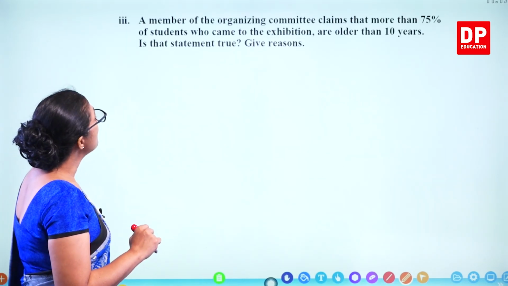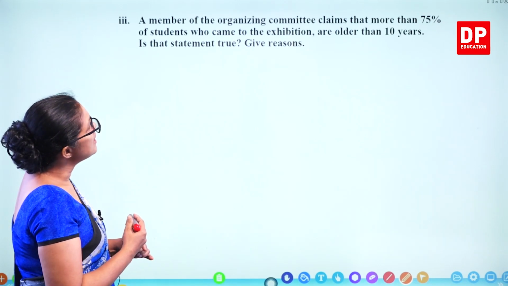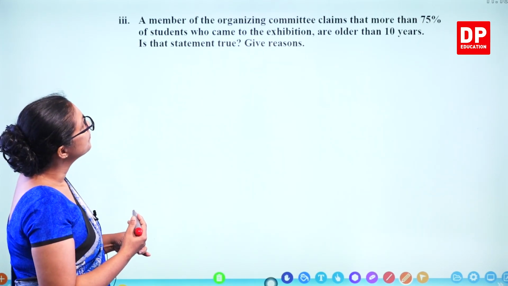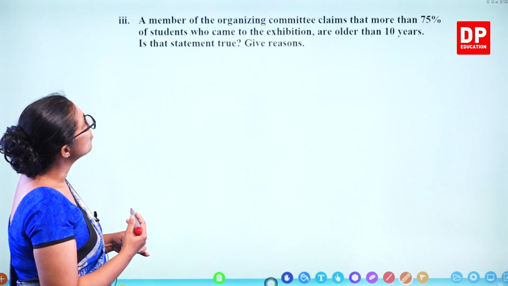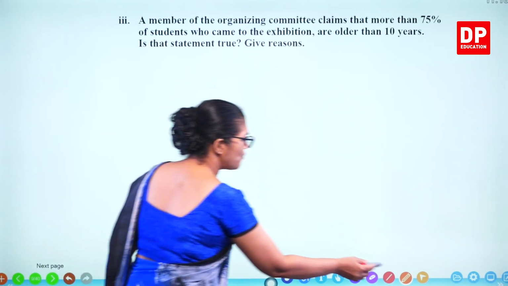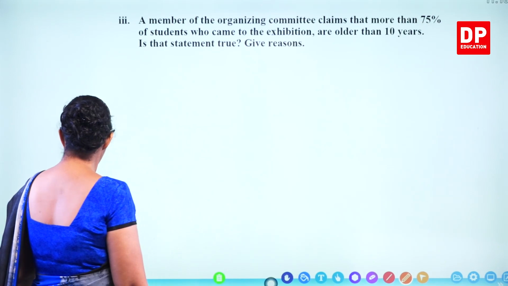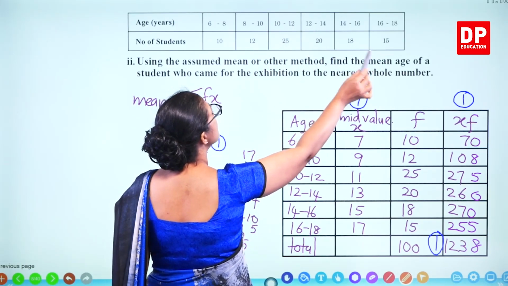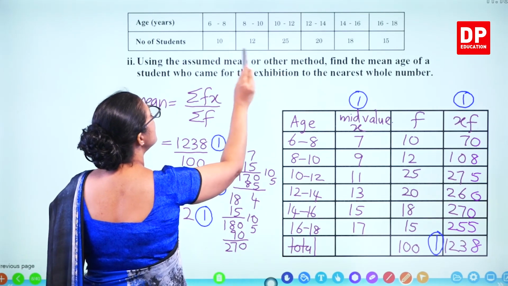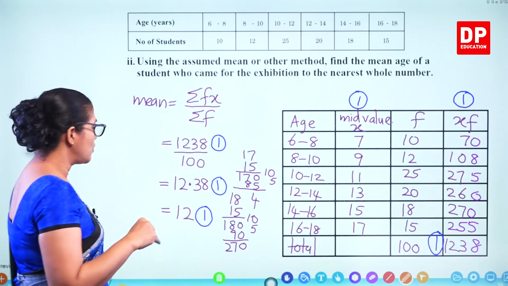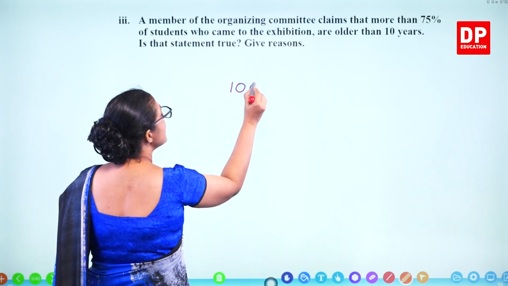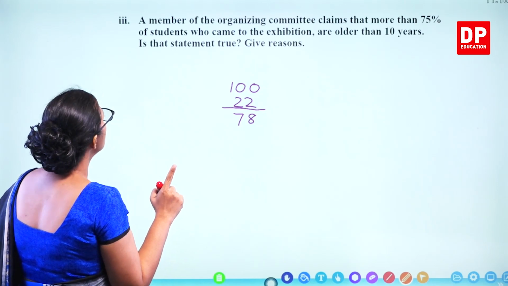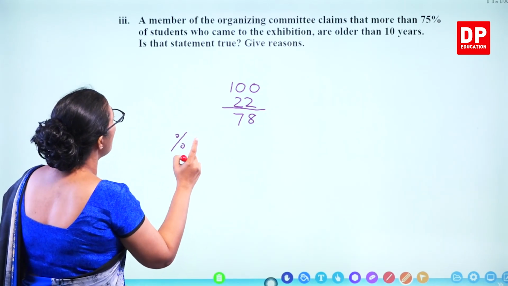Now we'll look at the next part. A member of the organizing committee claims that more than 75% of students who came to the exhibition are older than 10 years. Is that statement true? Give reasons. So we have to check how many are there older than 10. Older than 10 means here, all these values. So we can subtract 10 and 12 is 22. So 100 minus 22, 78. So what's the percentage? Percentage of students.